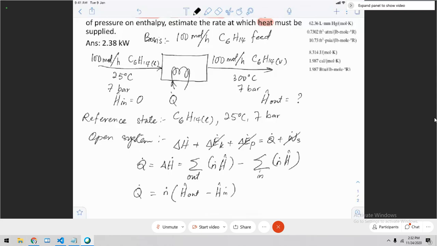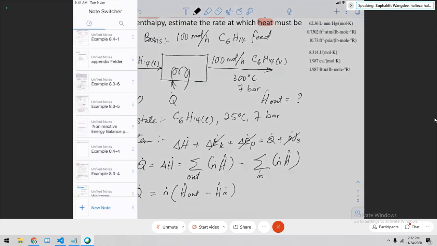We have to find out. Somebody just now said temperature table. What temperature table? From Appendix B. Which table? B5. Let's go back to Appendix B5.